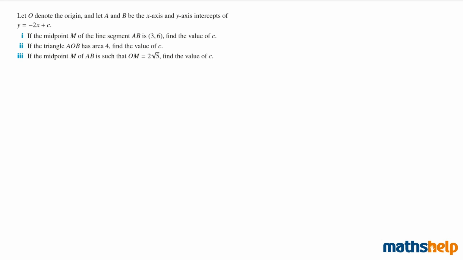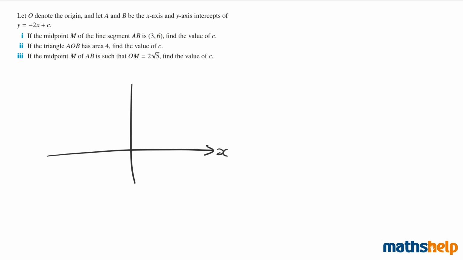Let O denote the origin, and let A and B be the x-axis and y-axis intercepts of y equals minus 2x plus c. Part 2. If the triangle AOB has area 4, find the value of c. To find the value of c, start by sketching the graph of y is equal to minus 2x plus c. This will help you visualize the problem.